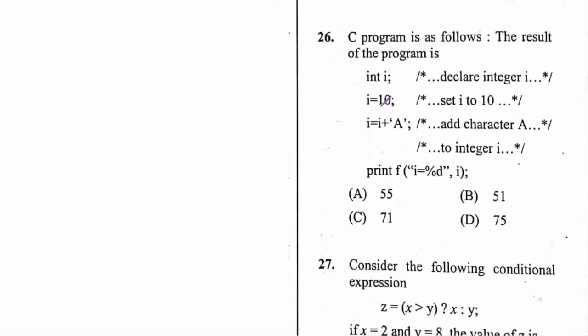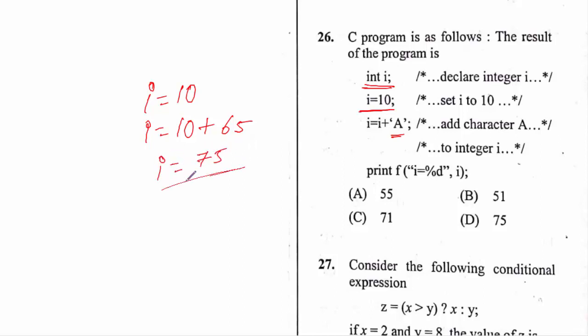26th question, what they have given is a C program. They have initialized I to 10, nothing but the starting value of I is 10. Next, what they are performing is I equals to I plus, nothing but 10 plus A. What is the ASCII value of A? It is 65. So I'll be getting I equals to 75. Nothing but option D is the correct answer.